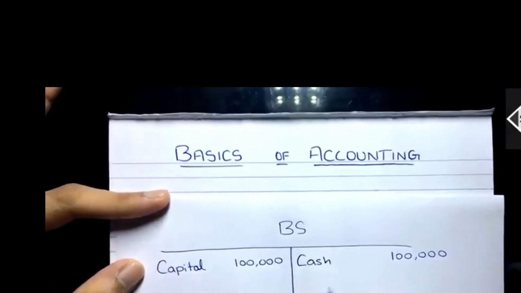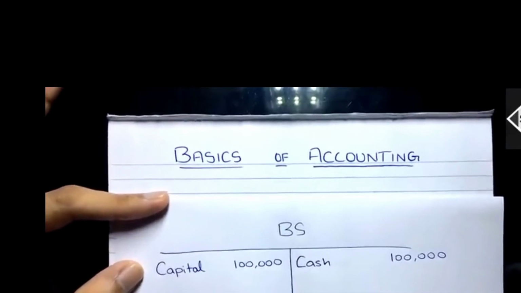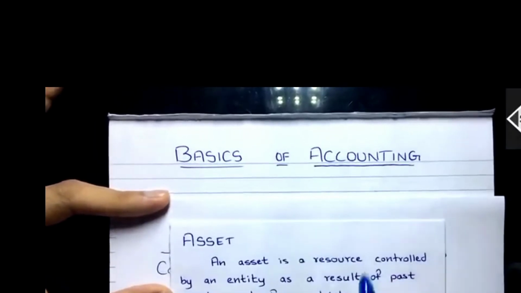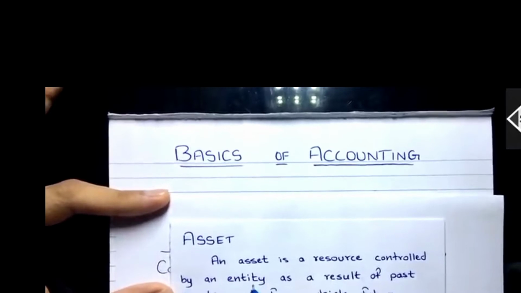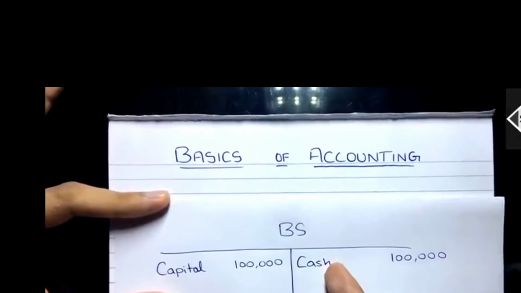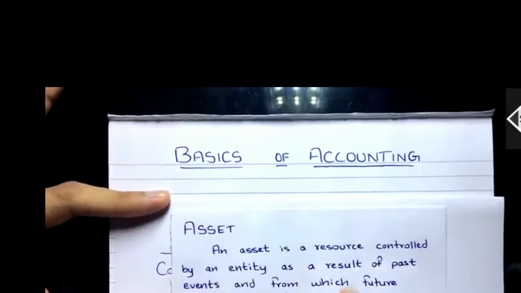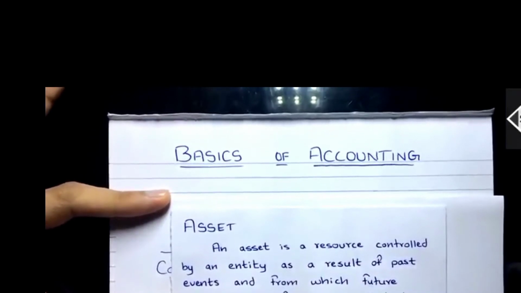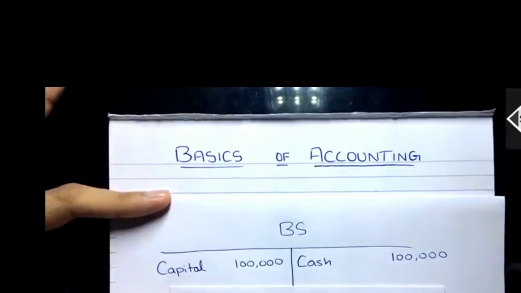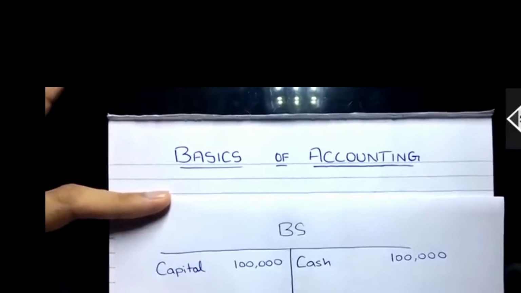Clear? So how is the cash our asset? That's because of the definition of an asset. An asset is a resource controlled by an entity. Do we have control over this cash? Of course we have. You invested money here, so you have control over that. And future economic benefit: do you have future economic benefit from that? Of course you have. You can do whatever you want with this cash, you can invest it somewhere. So you have complete control as well as future economic benefit. So this is your asset. Clear? Yes.